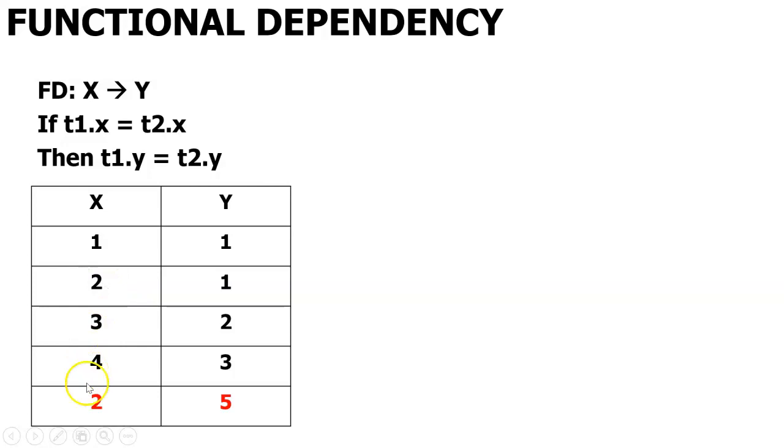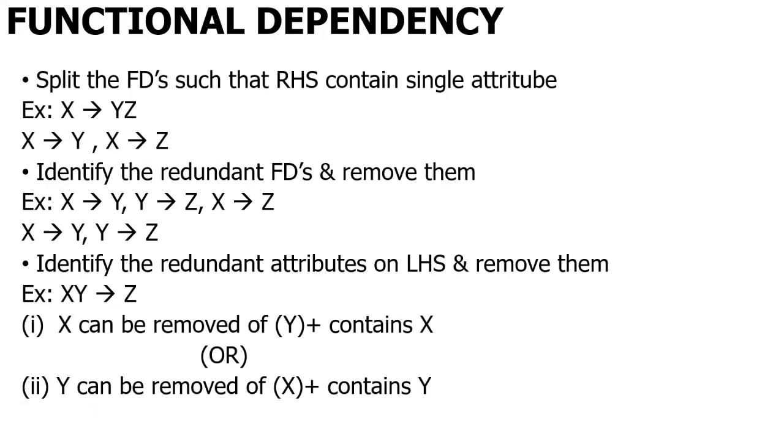So this is equal. Next I have to check whether T1 of Y is equal to T2 of Y. Now I'm checking, here it is 1 and here it is 5. So this is completely different. So I cannot say that X is giving Y. Y is not functionally dependent on X. Based on the X value alone, Y is not determined. This is what I am telling.